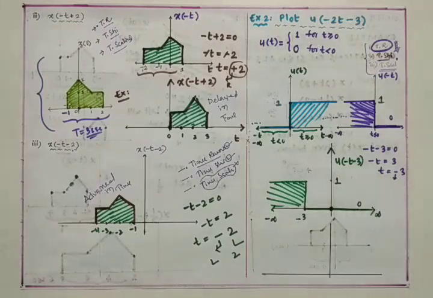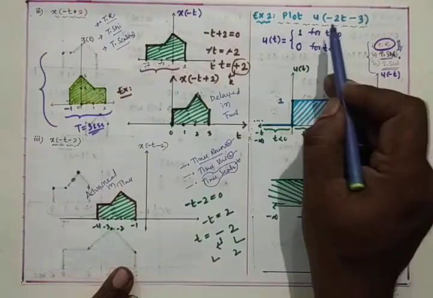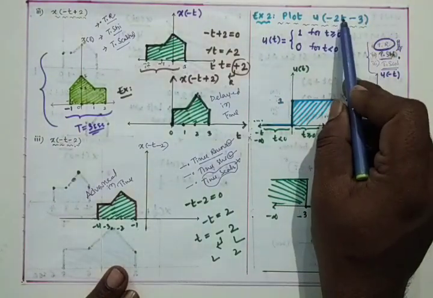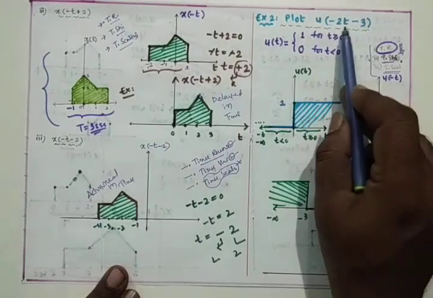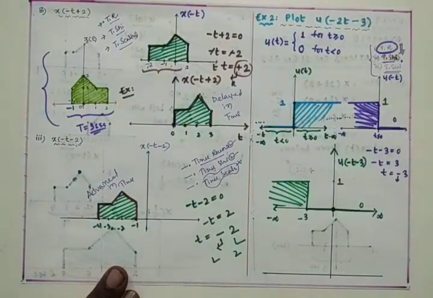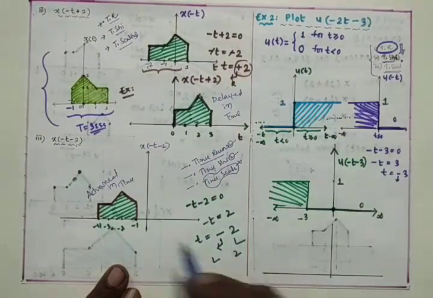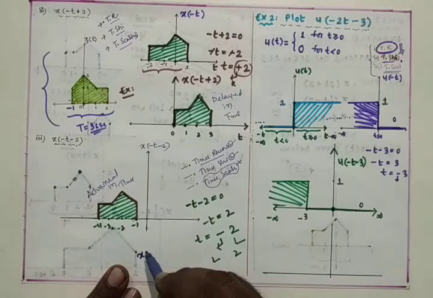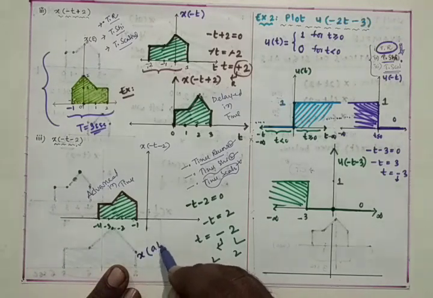Now this is u of minus t, but our question is u of minus 2t minus 3. That means u of minus t is completed, and u of t minus 3 is completed. Now we have to go with another operation. Now the t is multiplied with 2. That means by applying the time scaling operation, we can have x of at.